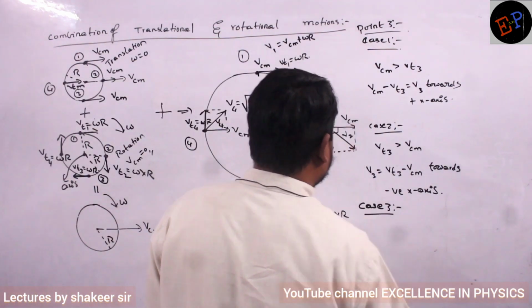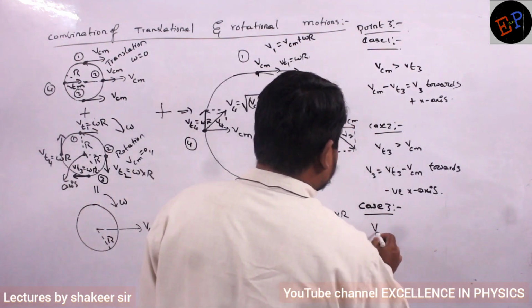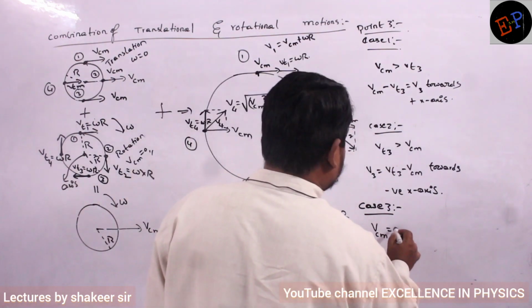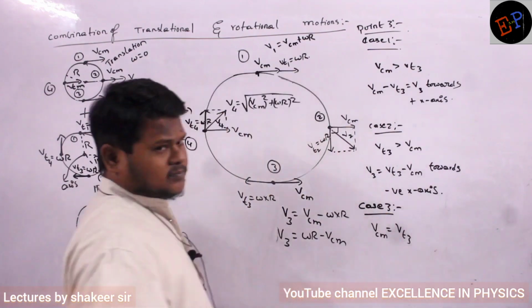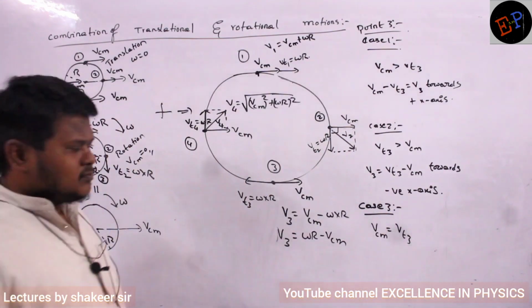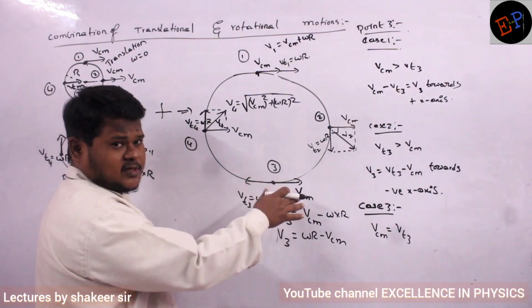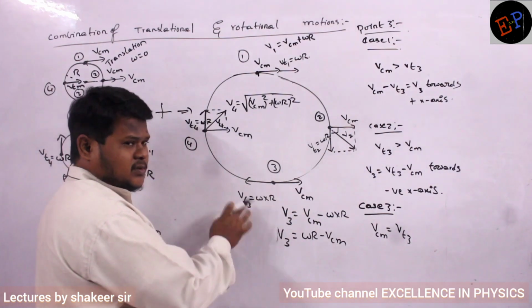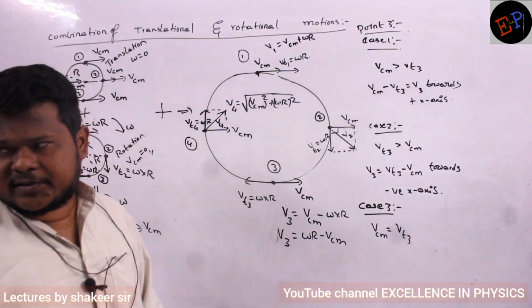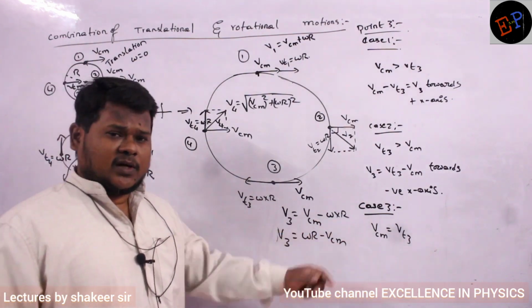Case number 3 is that velocity of center of mass may be equal to tangential speed. This case is also possible, no? What is meant by velocity of center of mass? Translational velocity. Vt3 means rotational velocity or tangential velocity. Both these velocities may become equal also, no?